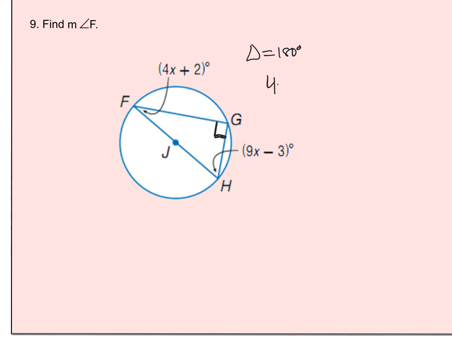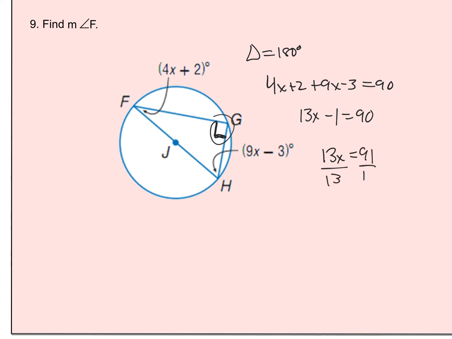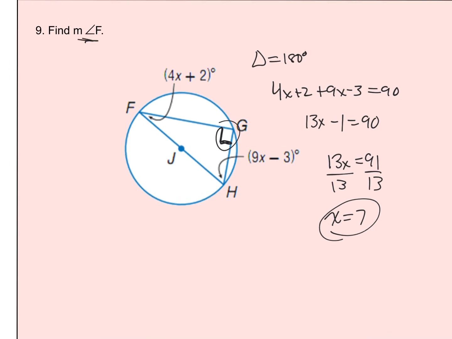So 4x plus 2 plus 9x minus 3 will equal 90, because I know this is 90. So 13x minus 1, 13x equals 91, divide by 13. X should equal 7. X will equal 7, but they're looking for angle F. So I need 4 times 7 plus 2, so that should give me 30.